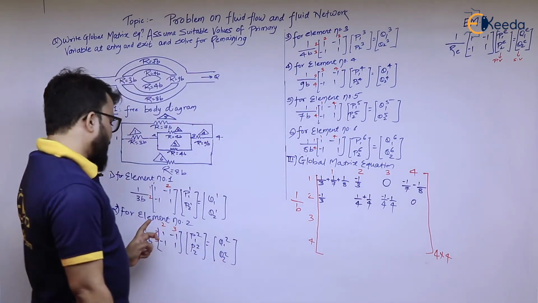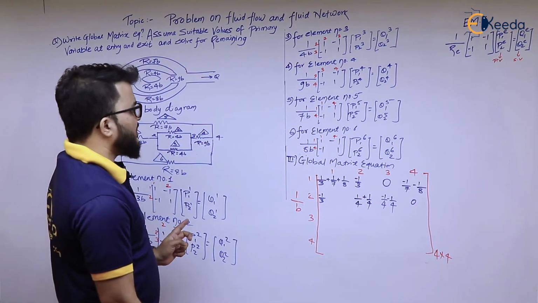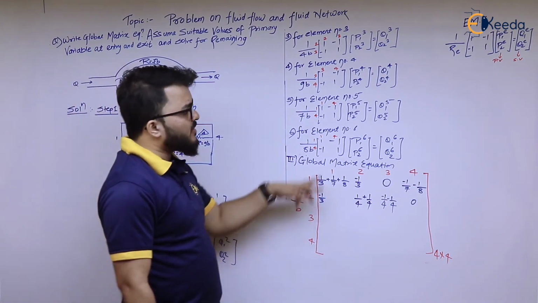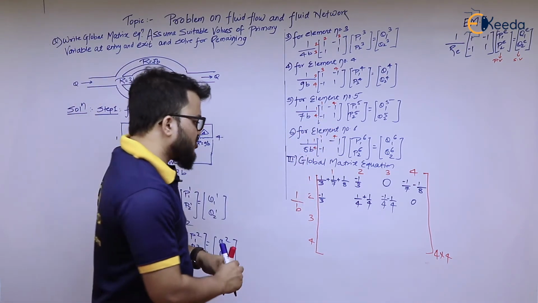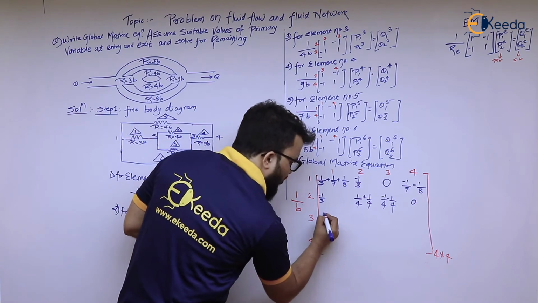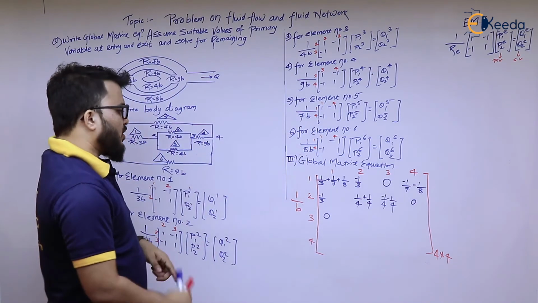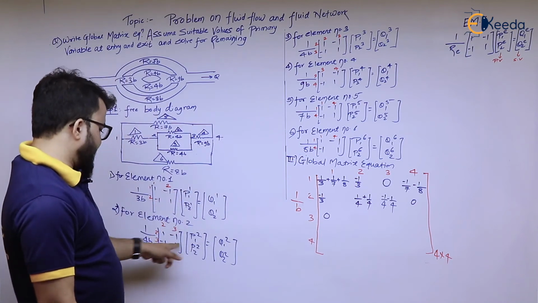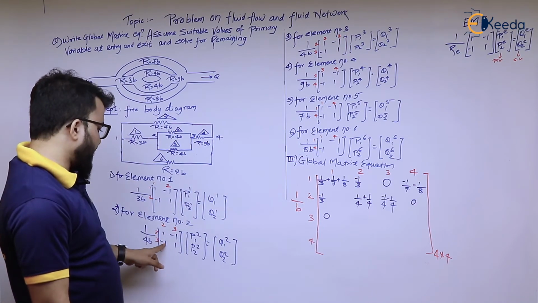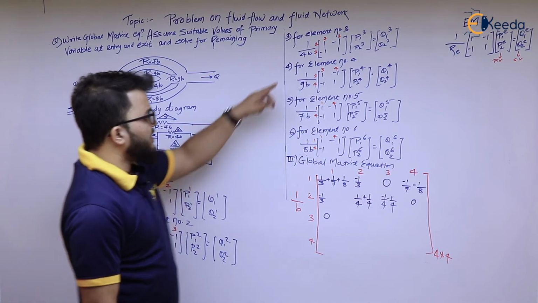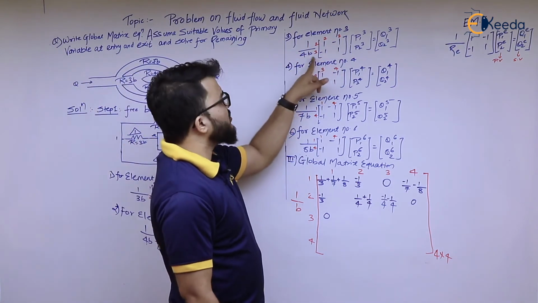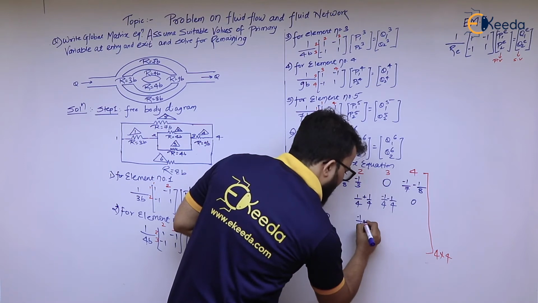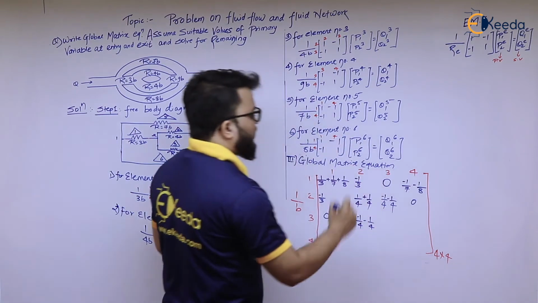Again start with row number 3 and column number 1. If I look at all these elements, I will not get row number 3 and column number 1, so this is again a 0. Okay, so row number 3, column number 2. This is minus 1 by 2. And again row number 3, column number 2, this is minus 1 by 4. So this is minus 1 by 4 minus 1 by 4.